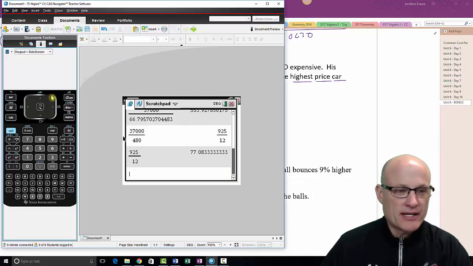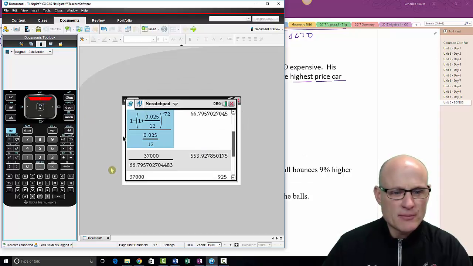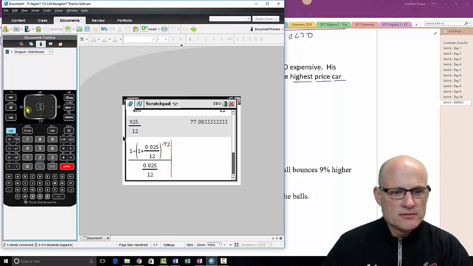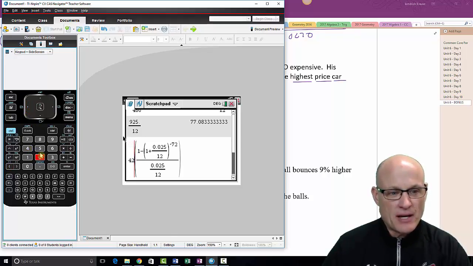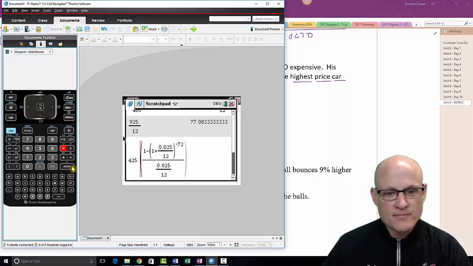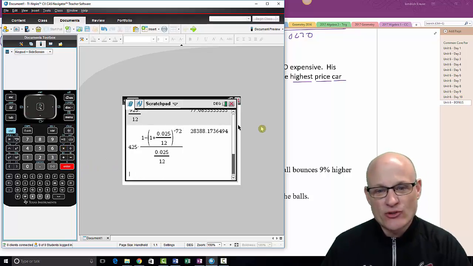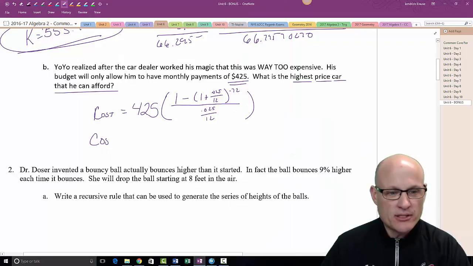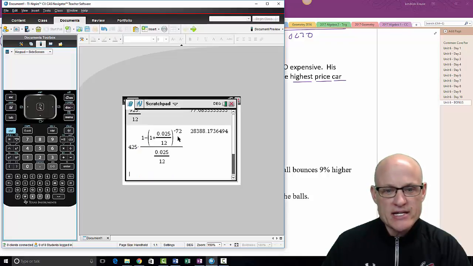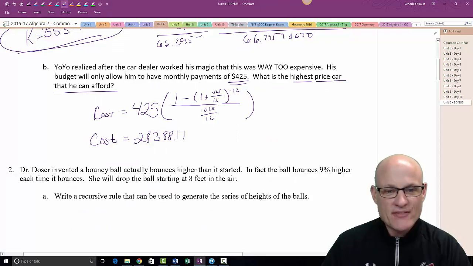Now, the cool thing is I can come back to my calculator, type this in, hopefully if I put these parentheses in, there you go, and then I say, hey, I'm going to take that whole thing and multiply by 425. I get $28,388, so my cost can be $28,388.17.